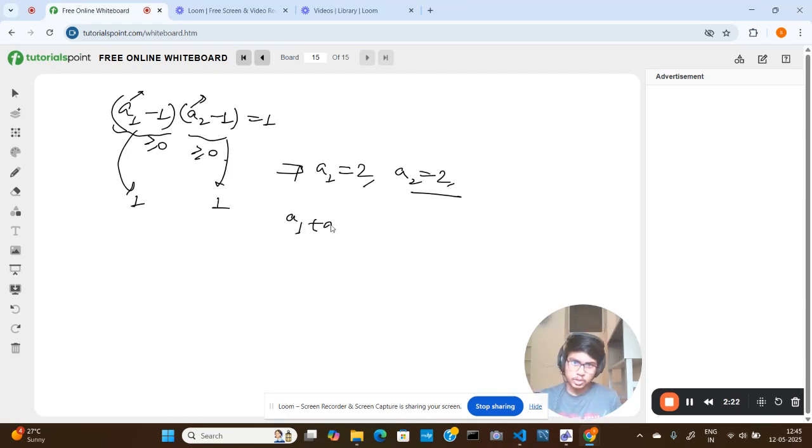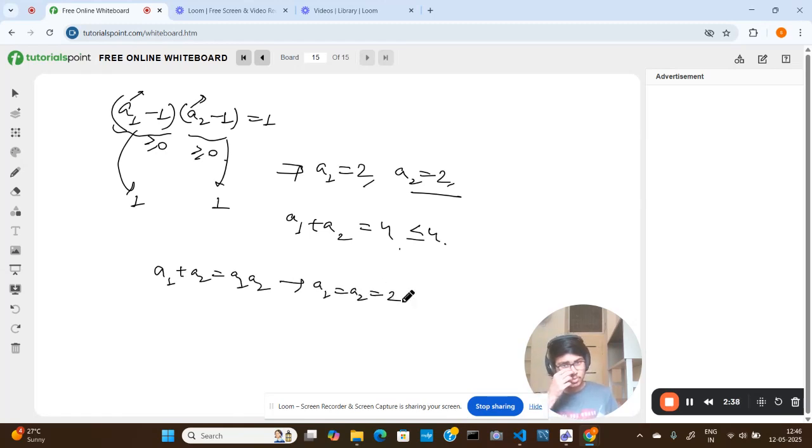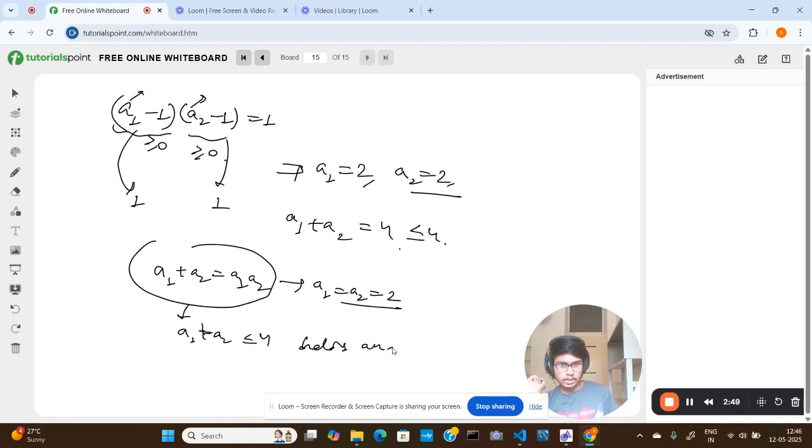And what is a1 plus a2? a1 plus a2 is 4, which is less than or equal to 4. So what we can see is that when there are only two positive integers and the sum is equal to the product, that can only happen when a1 and a2 are both equal to 2. And for two positive integers, the inequality a1 plus a2 less than or equal to 4 holds, and equality occurs for a1 equal to a2 equal to 2.